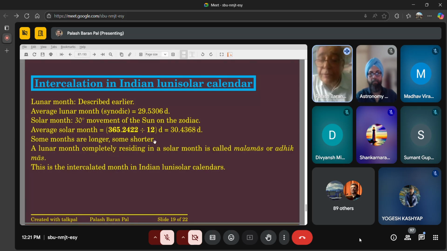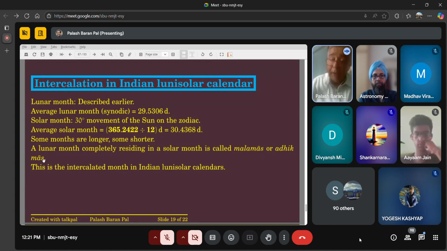But then it is possible really that a lunar month will start within a solar month and will finish within that same solar month. So it will completely reside within one single solar month. This kind of month is called a molomas. In Bengali we call it a molomas. In Hindi I think adhik mas is the more preferred word, but it means the same thing.